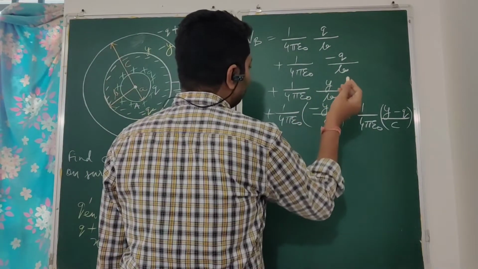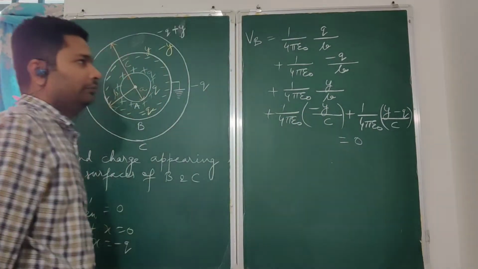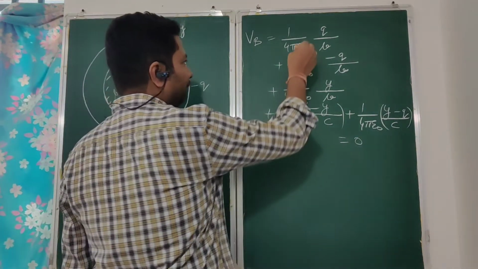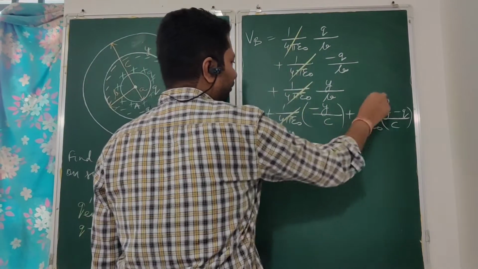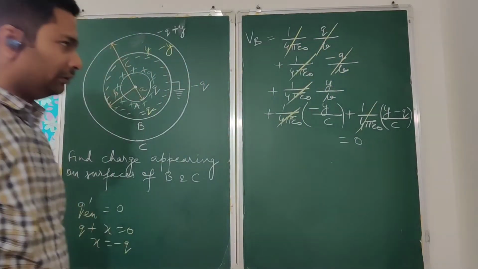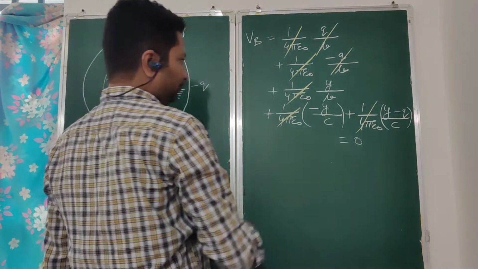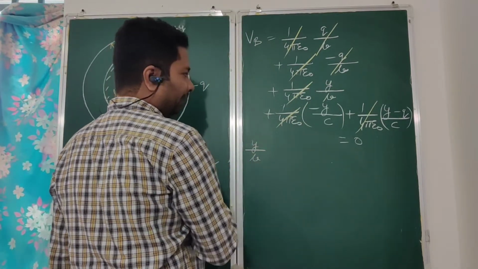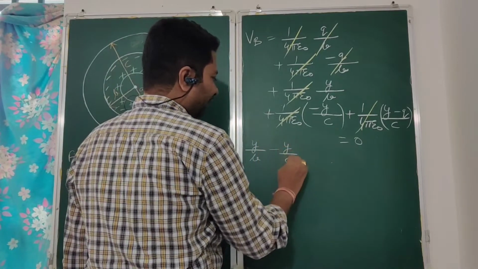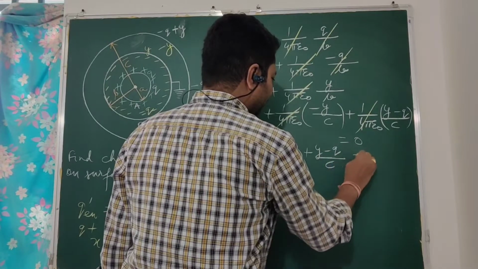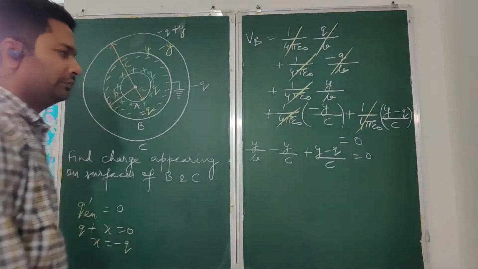And this whole thing is actually equal to 0. So now let us add them. So the constant terms will be gone. Q by B minus Q by B, this will also be gone. Here you are having y by B. Let us write it, y by B minus y by C plus y minus Q by C, and this is equal to 0.